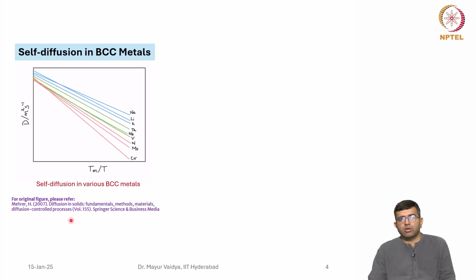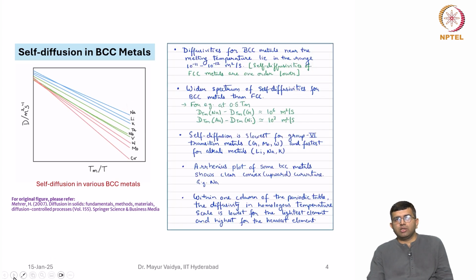this reference. And if you see the BCC metals, usually in BCC metals the spread is more. That means for FCC metals, we say that the diffusivities, if you compare on a homologous temperature scale, lie in a very narrow band. Whereas for the BCC metals, the diffusivities are more spread across. So, we will see this as well.